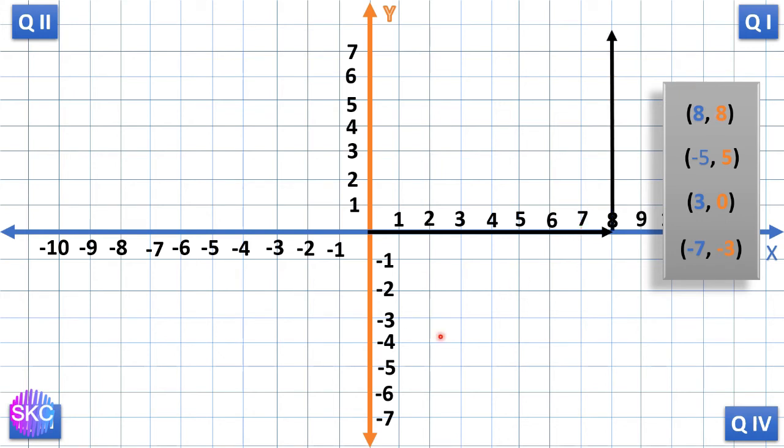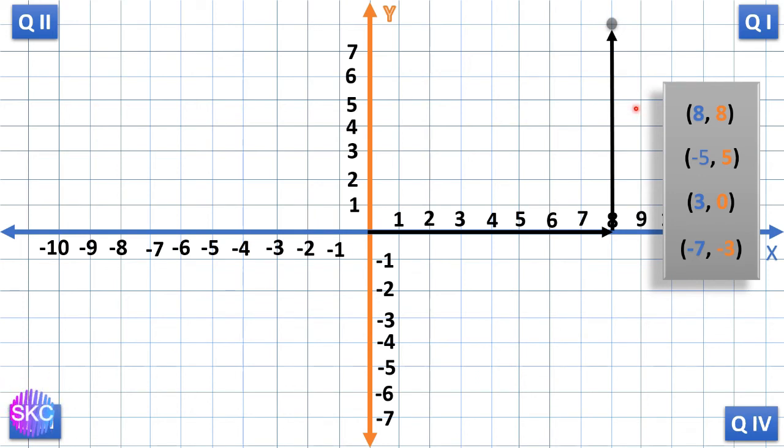Kung mapapansin nyo, kung saan huminto yung arrow, kapantay din niya yung number 8 within the y-axis. Although, hindi ko na ipakita kasi kulang na sa space or sinadya ko talagang hindi ilagay yung 8. Ayan. So, ito na yung end ng arrow. So, that means that is where 8, 8 is located.